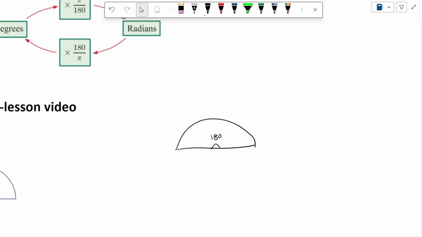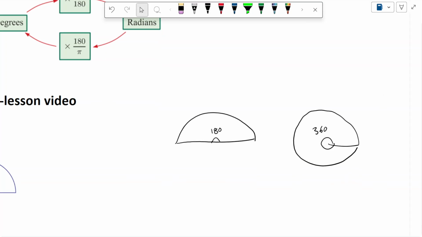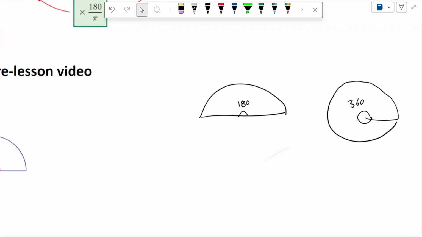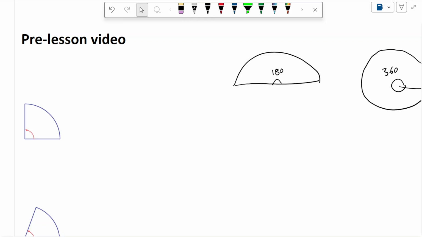I can tell you the reason they did do it. It's because 360 is really easy to divide by a lot of different numbers. So that's why angles are measured up to 360, because you can split them into halves, thirds, quarters, fifths, sixths, very easily. Same reason there's 60 minutes in an hour as well. But it's not really a great way to measure angles mathematically.